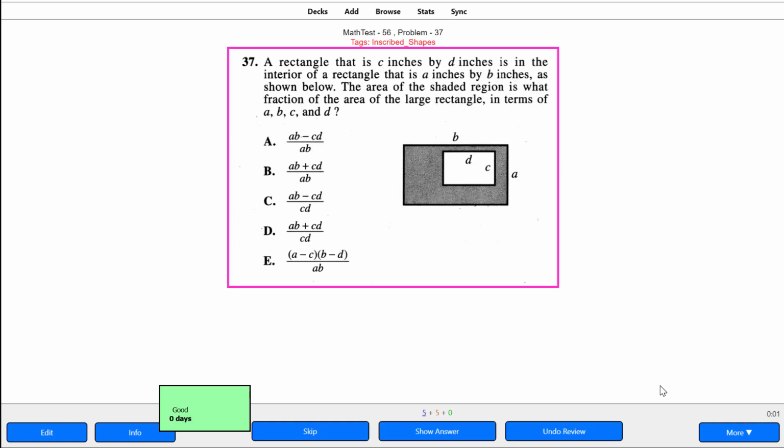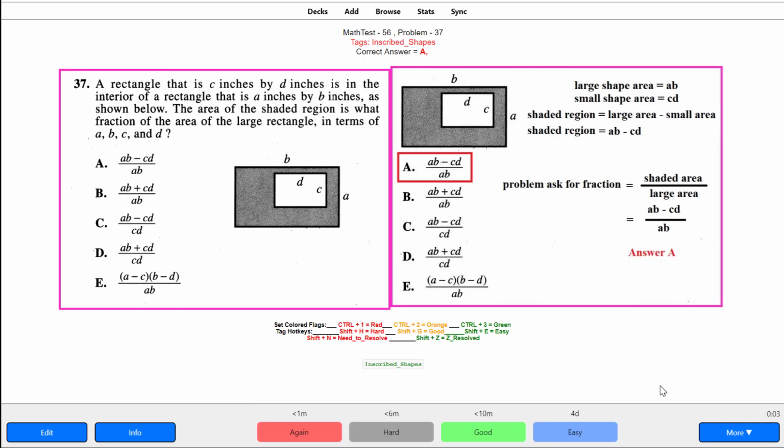Okay, number 37 is an inscribed shape. On all inscribed shapes, if we want to find the shaded area, we take the large object, which is AB, and subtract the small object's area, which is C times D. That gives us the shaded area. This particular problem asks, what's the fraction of the shaded region to the whole square? So we'll take the shaded region number divided by AB.